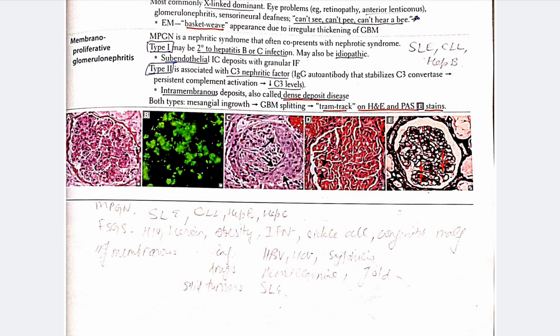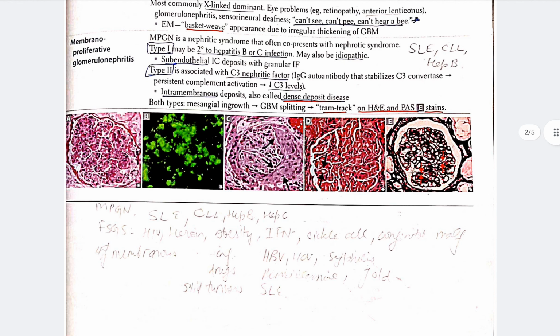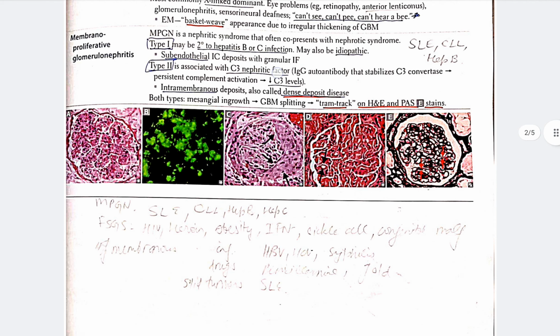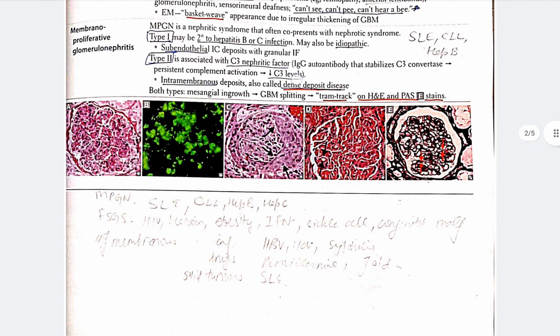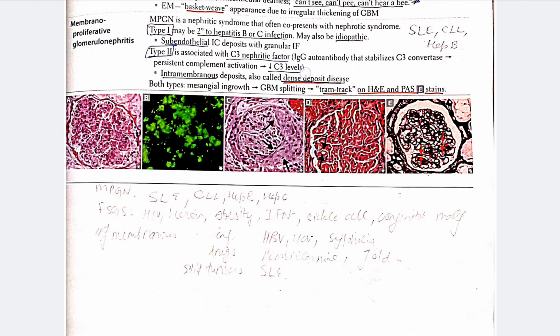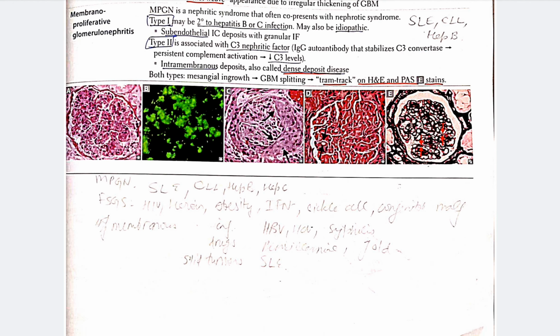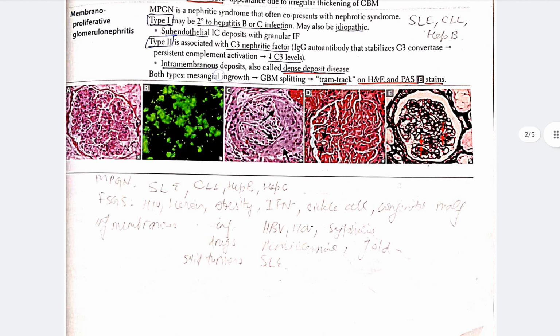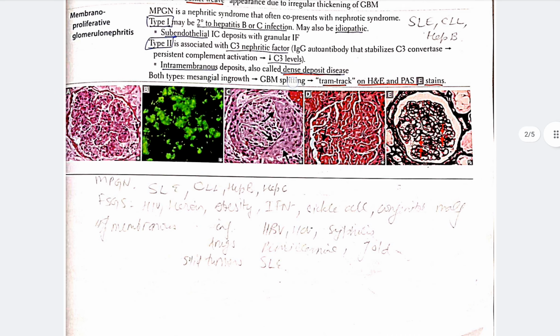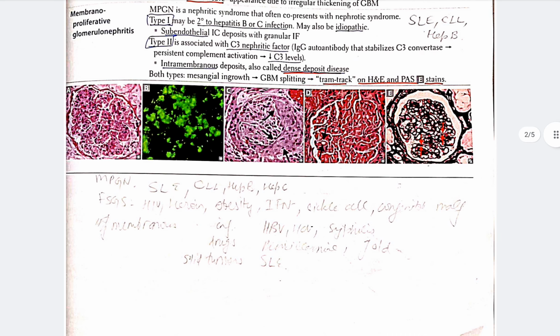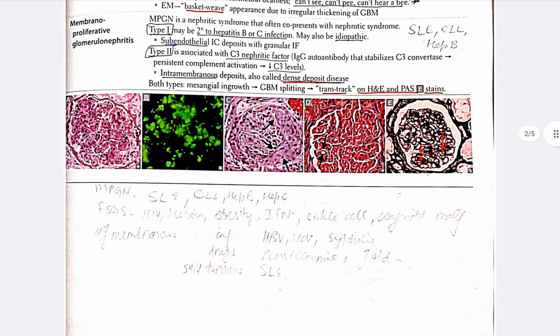And in type 2, the endothelial involvement is first coming here. Before what we have read, we only had epithelial deposits. And type 2 is associated with C3 nephritic factor and decreased C3 levels. Decreased C3 levels are there because C3 convertase is stabilized. Then in type 2, we will have intramembranous deposits, also called dense deposits, meaning densely deposited material is there in the membrane.